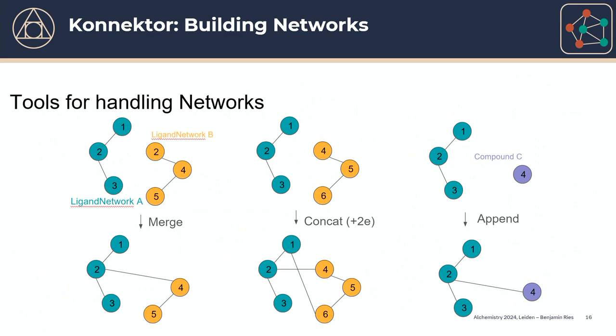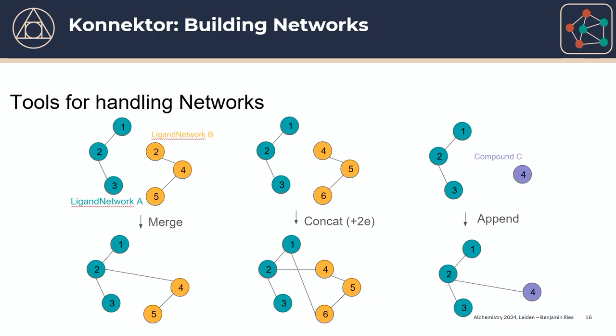Besides those graph generating algorithms, Connector also gives you tools on how to deal with different networks. Imagine you generate your free energy network for one chemical series, then you generate it for another chemical series, and now you want to connect those two graphs. This is something you can do with Connector. We have merge functionality, concatenation functionality, and append. And you can also delete stuff, and so on.